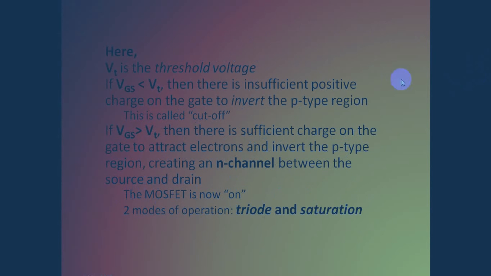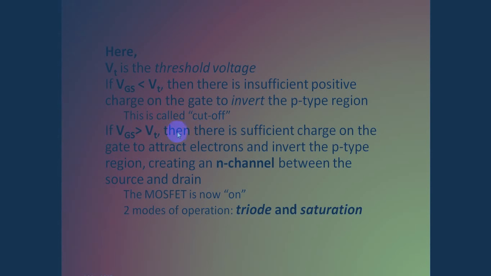From the previous slides, we have found out that VT is denoted as the threshold voltage. Now, if VGS is less than VT, then there is a very small amount of positive charge on the gate in order to invert the P-type region to the N-type region. And this particular region is known as the cutoff region. That was part A in the graph.